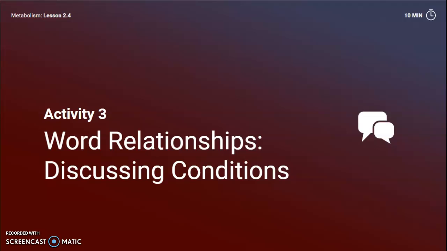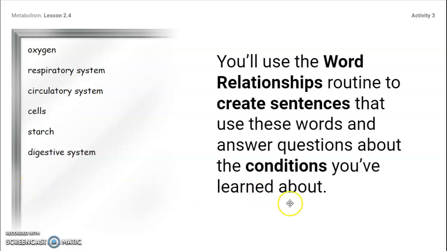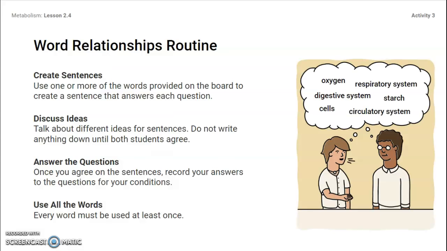Okay, so in word relationships and discussing conditions, you're going to use word relationships to create sentences that would use the words that you have on the screen on Amplify on part 3 about the conditions that you've learned about. There are 2 different questions for the asthma and anemia pairs, and then there are some questions for the diabetes and pancreas pairs. For your word relationship routine, you're going to use these words and create sentences, using 1 or more words that are provided on your Amplify lesson, part 3.